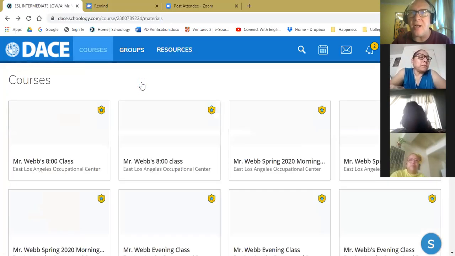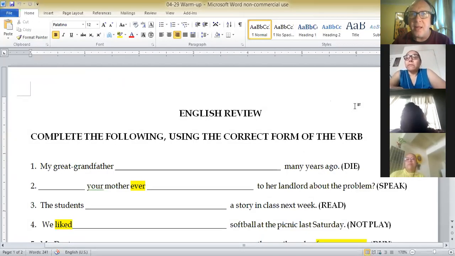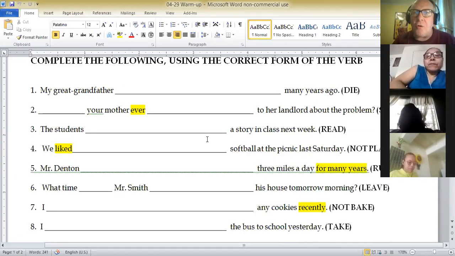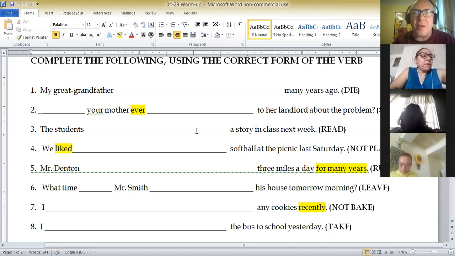Back to business here. Let me stop that share and get to our verb warm-up for today. The verb warm-up I sent everybody yesterday. The label of the document was 429 warm-up. I have it up here on my computer now. Let's go over this together, and then we'll jump right into our lesson today.